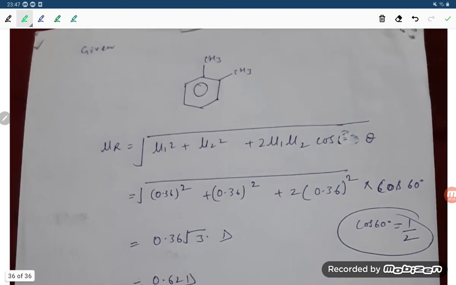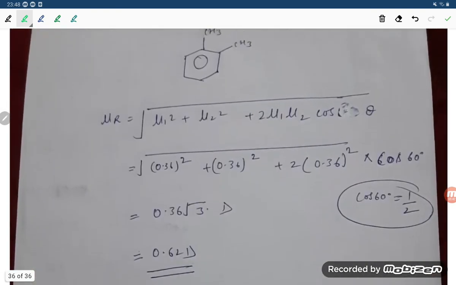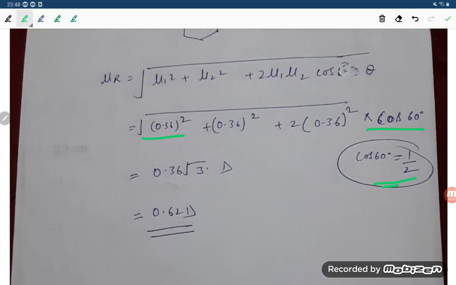Next point, for this one, CH3, they are asking for the dipole moment. Mu resultant we know is mu1 square plus mu2 square plus 2 mu1 mu2 cos theta. The values given in this question are mu1 is 0.36 and mu2 is 0.36. Then 2 into mu1 mu2 into cos 120 degree. If you solve it, it comes to 0.62 D.